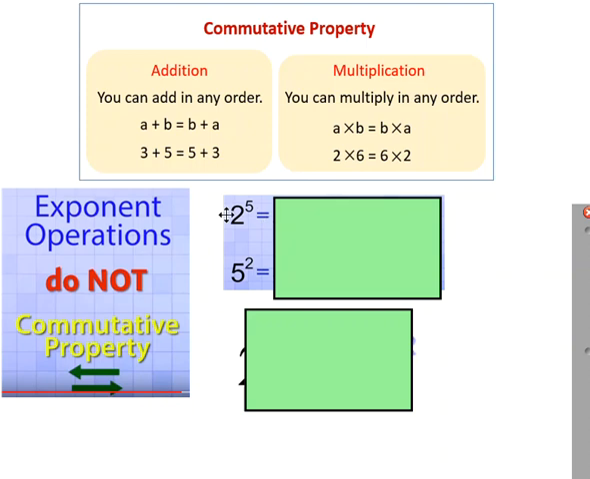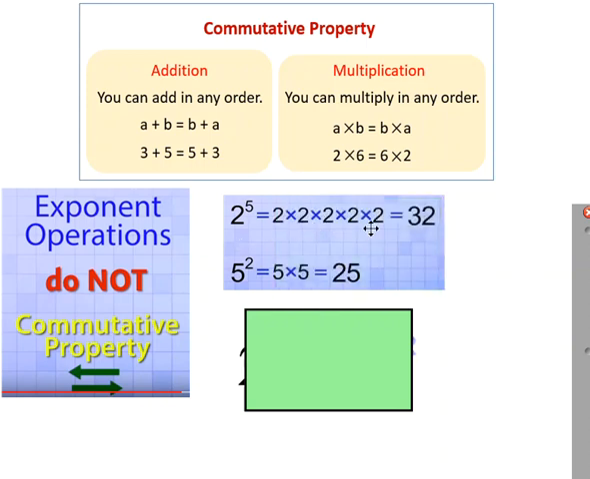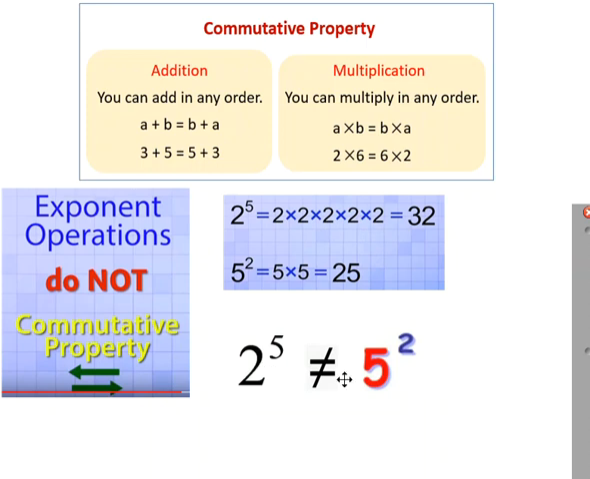For instance, sometimes students think these are really the same thing, and that's not true. This first one is 2 five times. The second one is 5 two times. You can see here that we get different answers. So these two things are not the same, which means that exponents do not follow the commutative property. So keep that in mind as you're doing this.